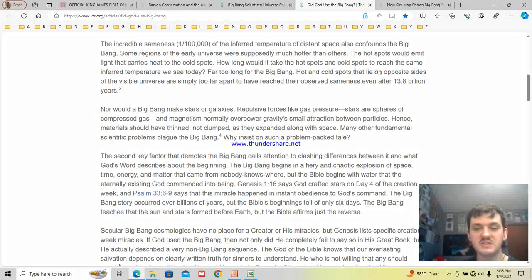And the hot and cold spots lie on opposite sides. The visible universe is a bit too far apart to reach the same temperature, even after 13.8 billion years.